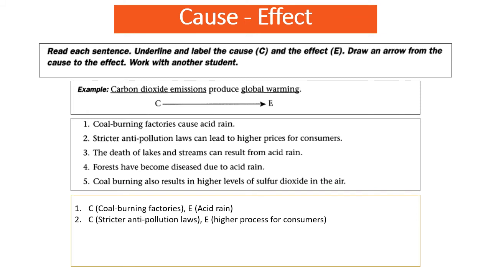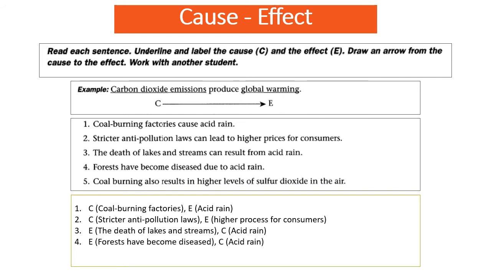Okay, what do you think about this time? Yes, it started with the effect first. The effect is the death of the lakes and the streams, and the cause is the excess rain. For number four, the effect is forests have become diseased, and the cause is excess rain again. And what about the last number?